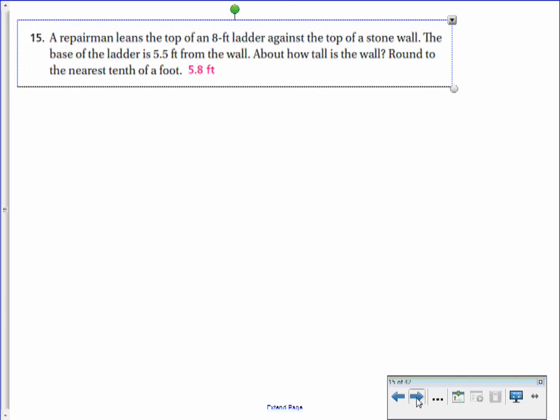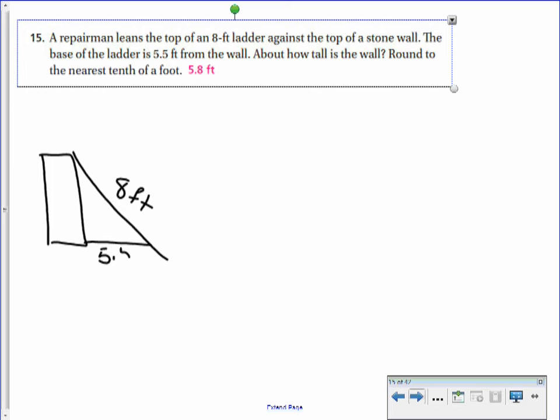Last one we had was a good old ladder question. So we have the ladder, we have a stone wall. That's exciting. Ladder is 8 feet. Base of the ladder is 5.5 from the wall. About how tall is the wall? Are we looking for a leg or hypotenuse? Leg, yes. The ladder is always the hypotenuse.